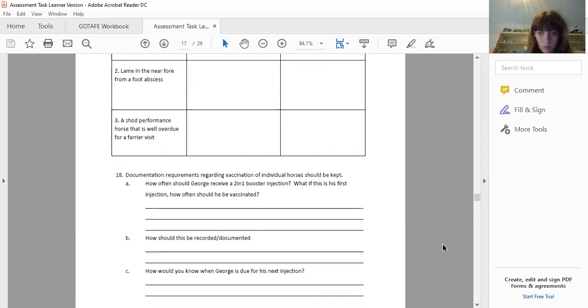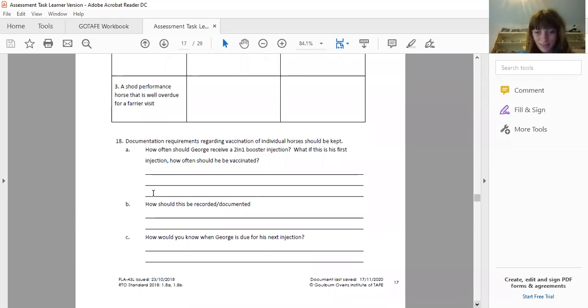So instead of it being a booster, if he's having his first 2-in-1 injection to start him on a course of vaccination, how often should he be vaccinated, or what's the process? When do we need to give him his first shot, his follow-up shot, another follow-up shot, and then his boosters? How would we record or document this information? How would you know when he's next due for an injection?